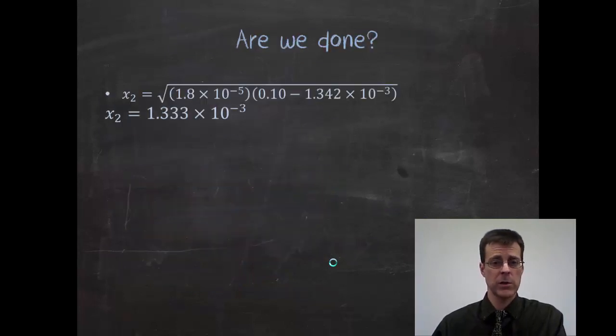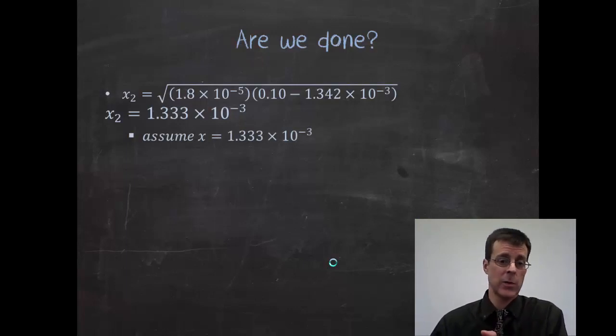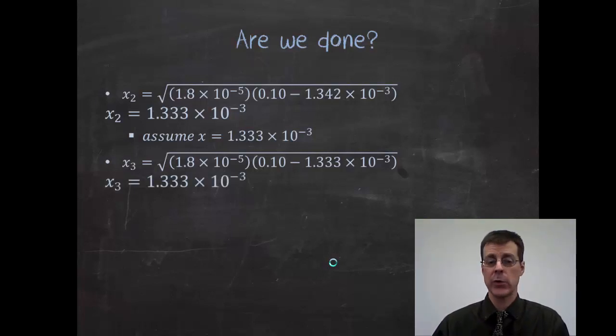Okay, so in other words, going back to here, the last thing I had, I put it in, so that's the same x2 I got. My second approximation for x, I assume now that x is 1.33 times 10 to the exponent negative 3. Put it in for that 0.1 minus x. And then I do the calculation again.